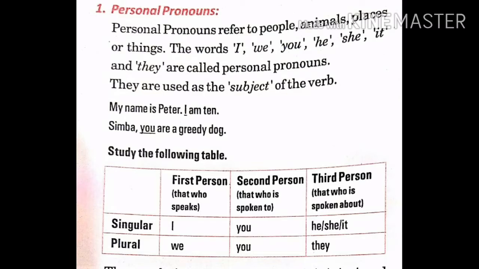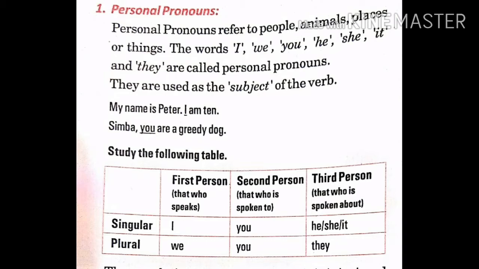A pronoun that stands for a person or a thing is called a personal pronoun. There are 3 persons: first person, second person, and third person. First person is the person who is speaking. Second person refers to the person spoken to. And the third person is the person spoken about. For example, I, we, you, he, she, it, they.